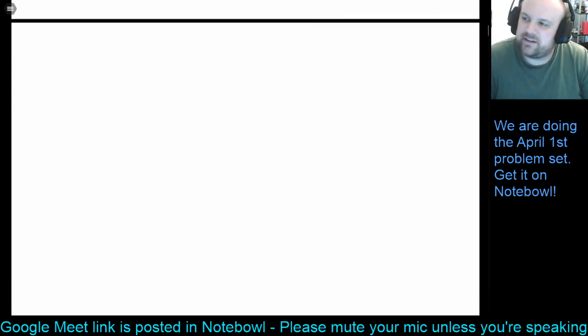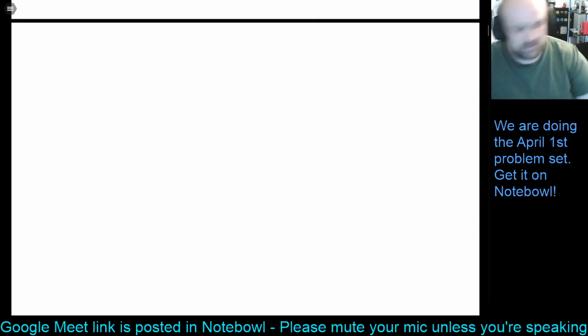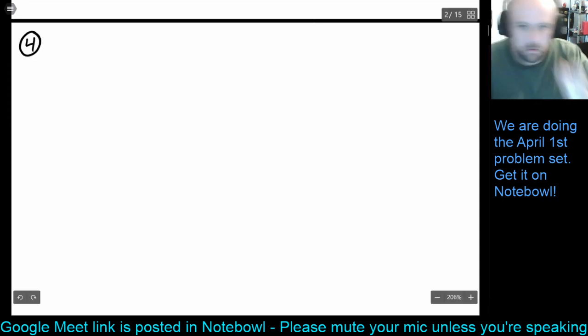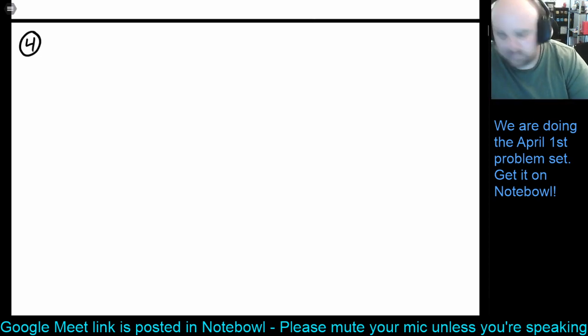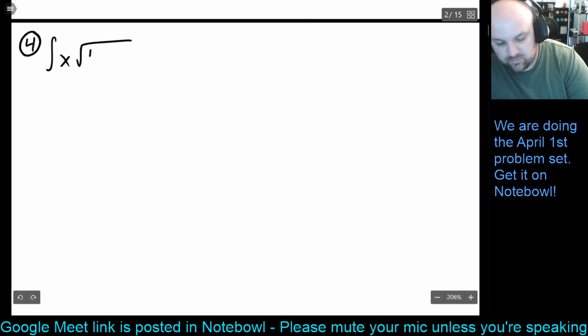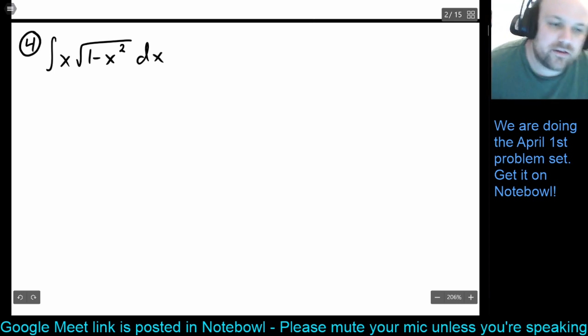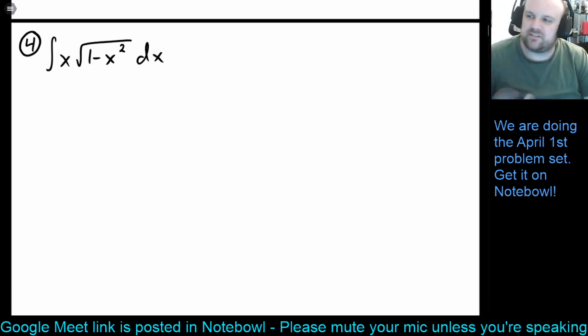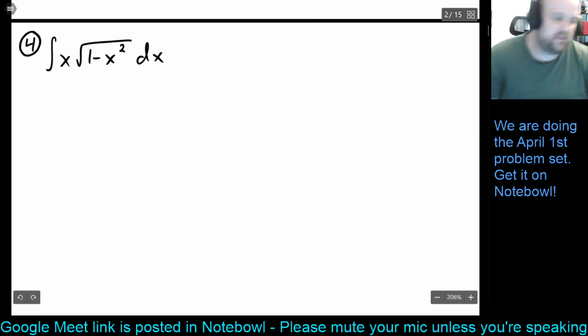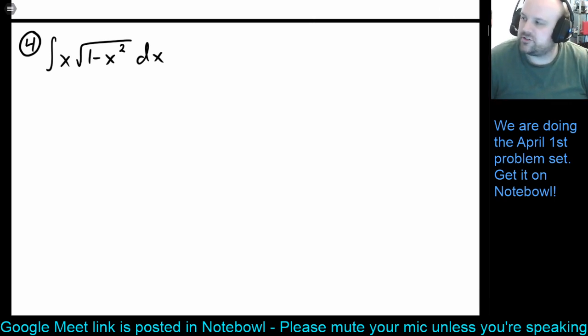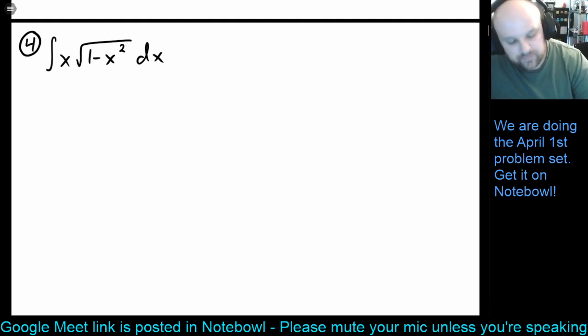So let's keep moving on here with some more of these integrals. Problem 4. Problem 4 is integrate x times the square root of 1 minus x squared dx. There are a lot of basic examples here that are similar to each other, so I'll let you guys think for a second what a good choice for u would be for this problem. A good choice for u, and what would then be du?